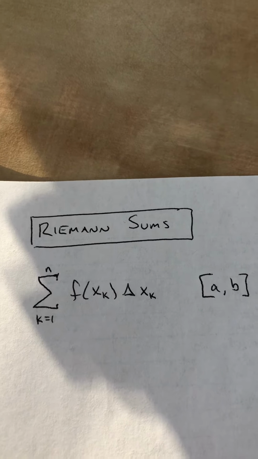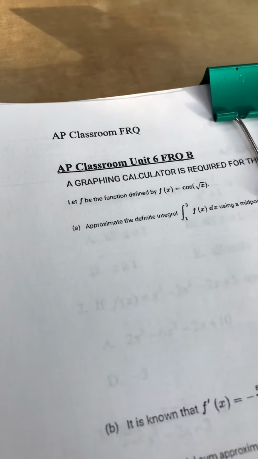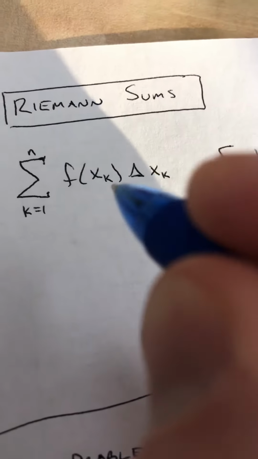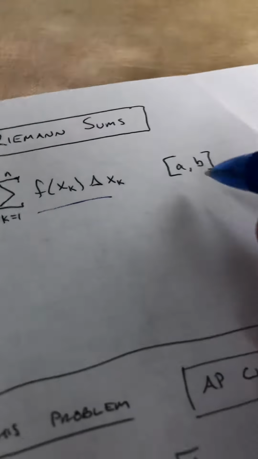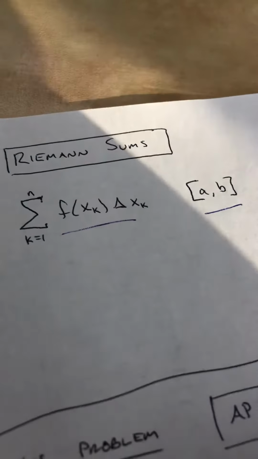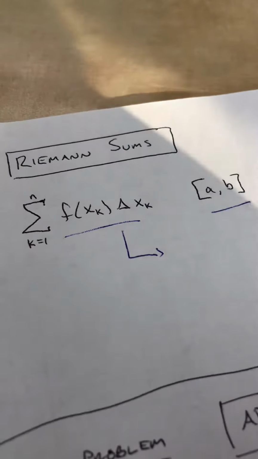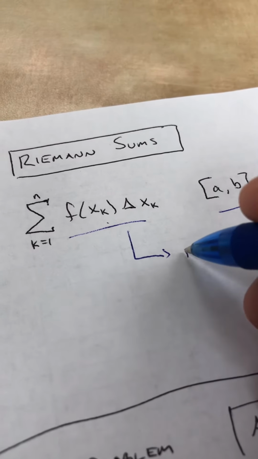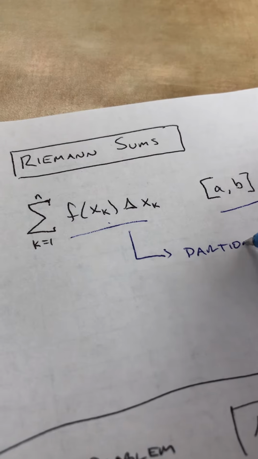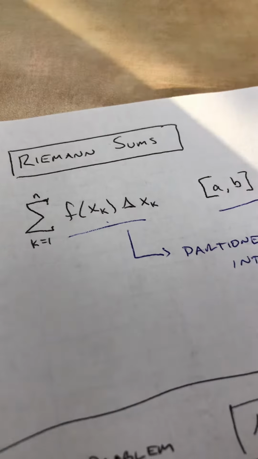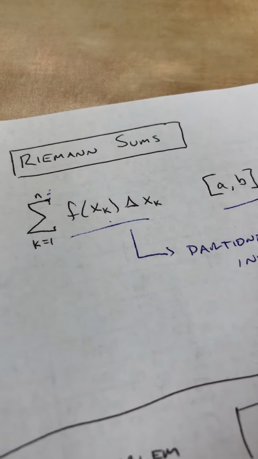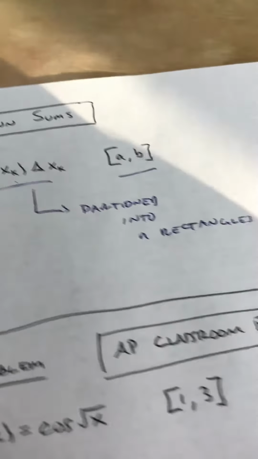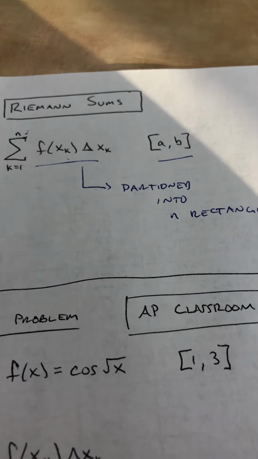All right, so I've been getting a lot of questions about Riemann sums from the free response question that I gave you guys. So real quick, a quick overview. Here's our Riemann sum summation formula over the interval from a to b. What this is doing is taking your function and partitioning it into n rectangles.